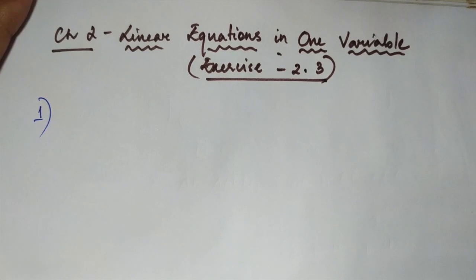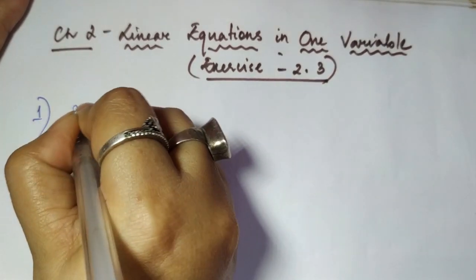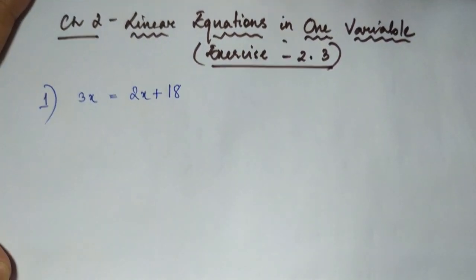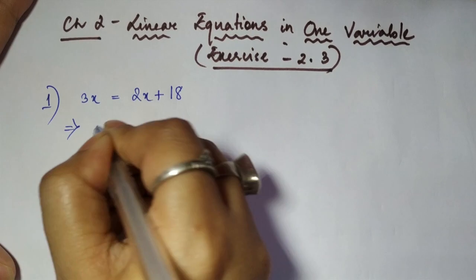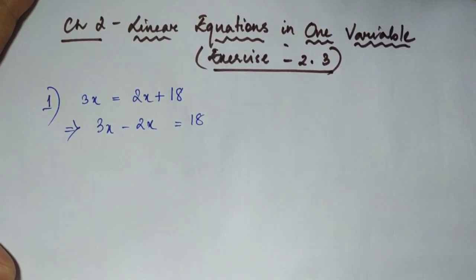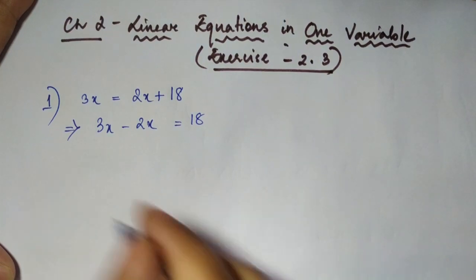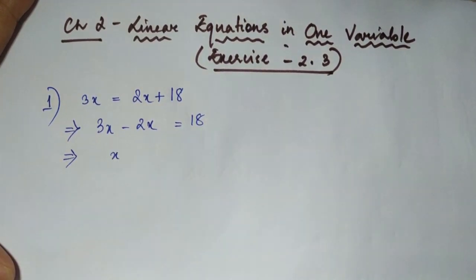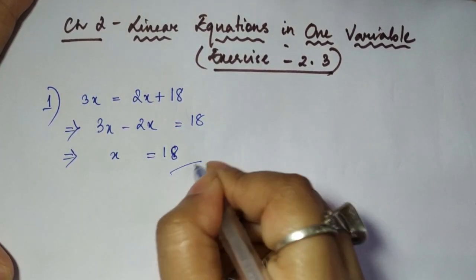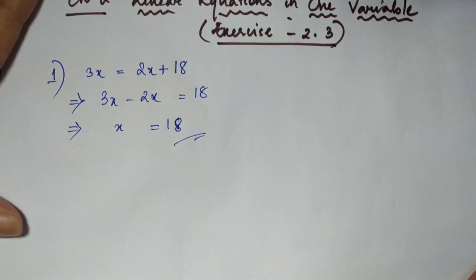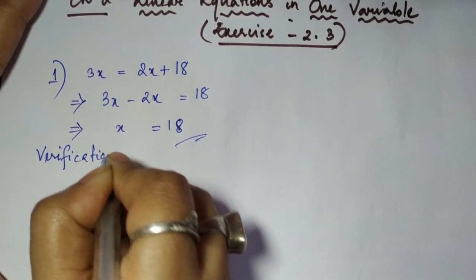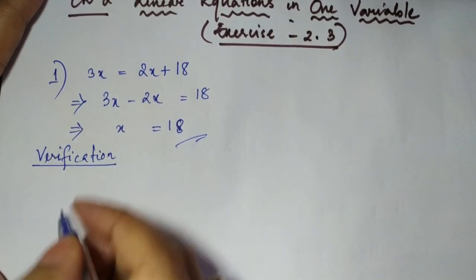Let's get started with question number 1, that is 3x equal to 2x plus 18. The first step is very simple. Let's solve the equation. This will be transferred to this side, so 3x minus 2x, you don't write it as 1x, you write it as x. x is equal to 18. So the first part is done. Now we have to check the results, so you can write it as verification. This is the second part.